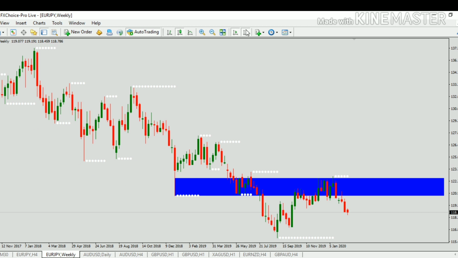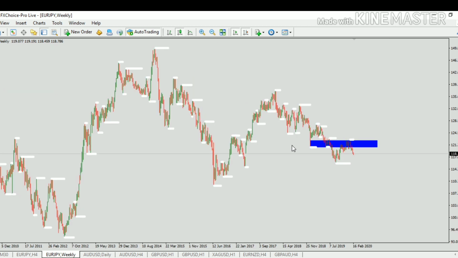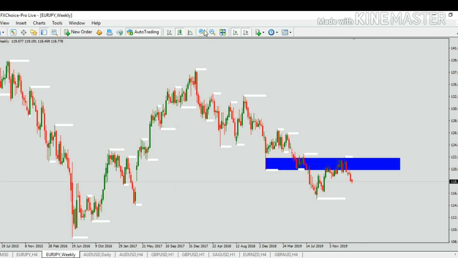I draw my zones, as you can see. If y'all haven't noticed, I'm doing a talkover or voiceover of a video. So you can see I'm drawing out my zones and my levels, and if you look back all the way to the left, you'll see that point of resistance that actually became support and is now becoming resistance again.